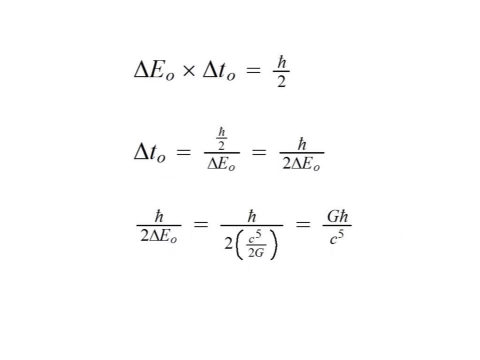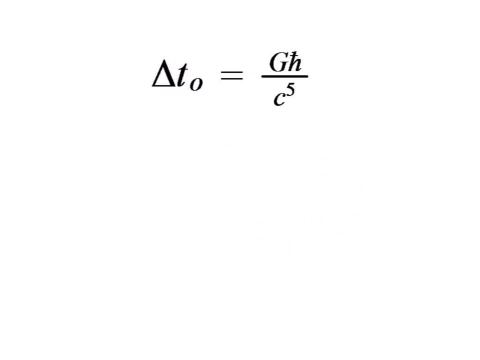So let's do the math. We know that delta E sub O times delta T sub O is equal to h bar over 2. That's the time-energy uncertainty relation. Divide each side by delta E sub O, and we find that delta T sub O is equal to h bar divided by 2 times delta E sub O. We know that delta E sub O is equal to c to the 5th over 2G. We plug that in and we find G times h bar divided by c to the 5th.